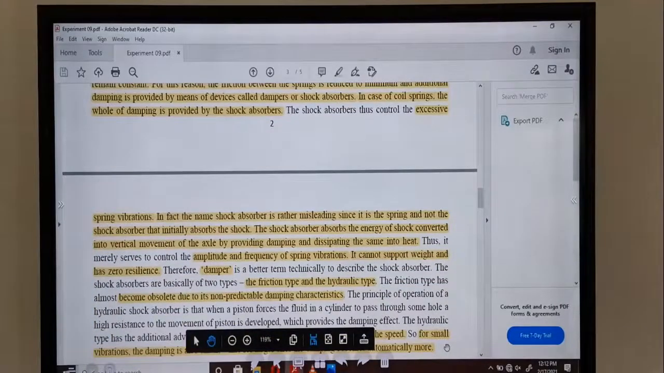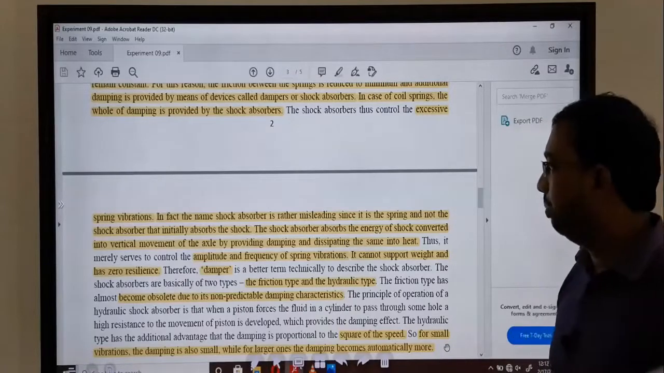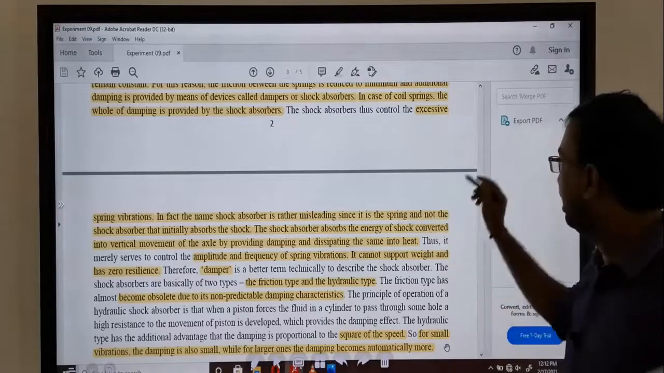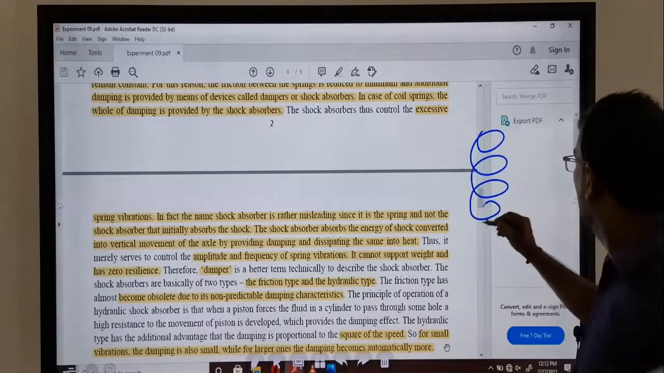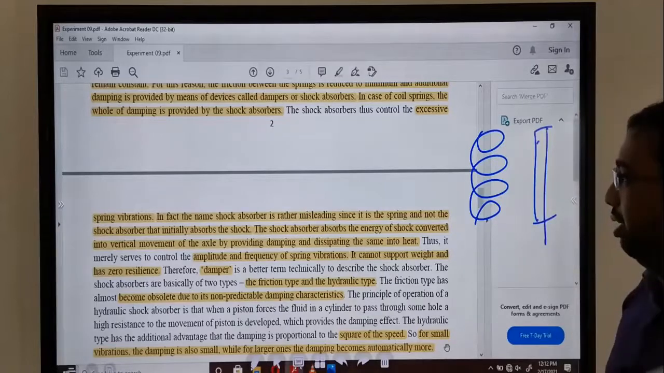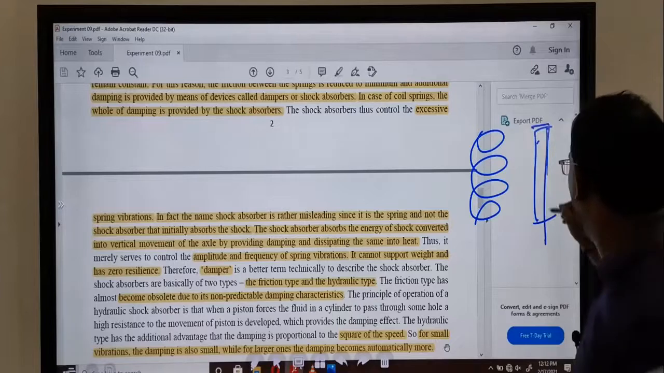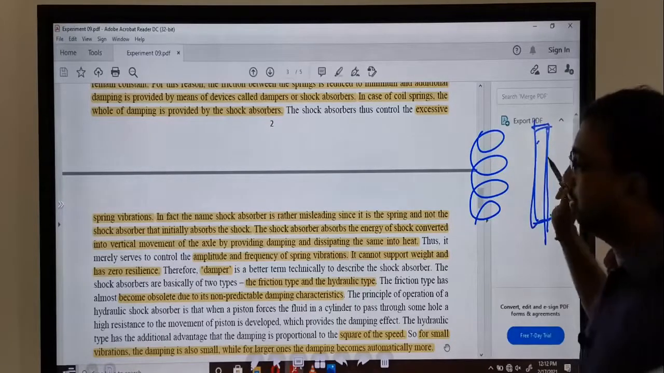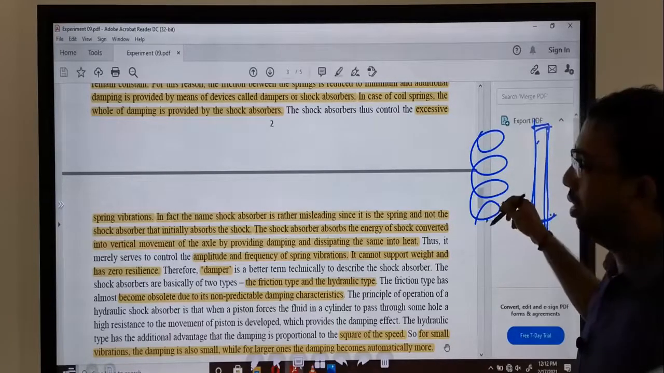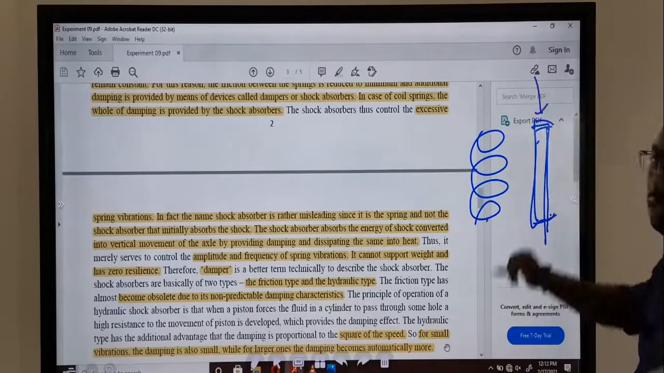Excessive spring variation. So there is a confusion in the name. Shock absorber is rather misleading, since it is only the spring or the shock absorber. Okay, what is damper? There is a confusion. So normally we call this shock absorber a damper. It is better to call the perfect name for the shock absorber, the damper.